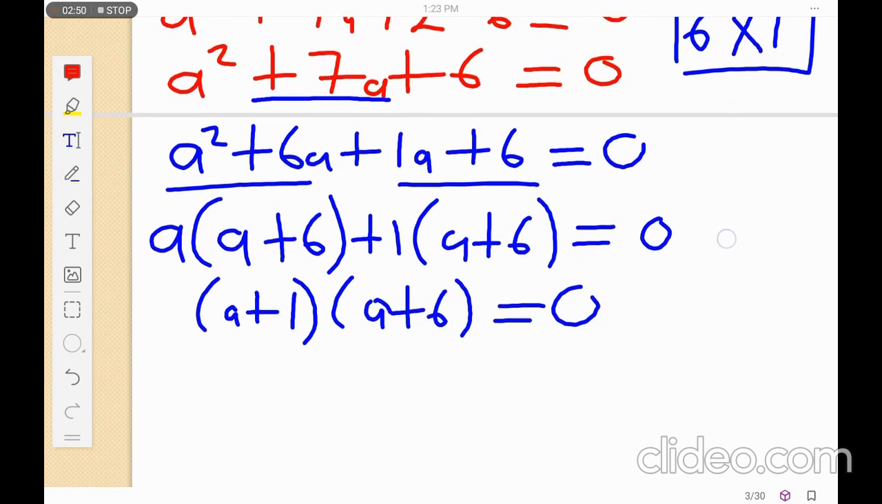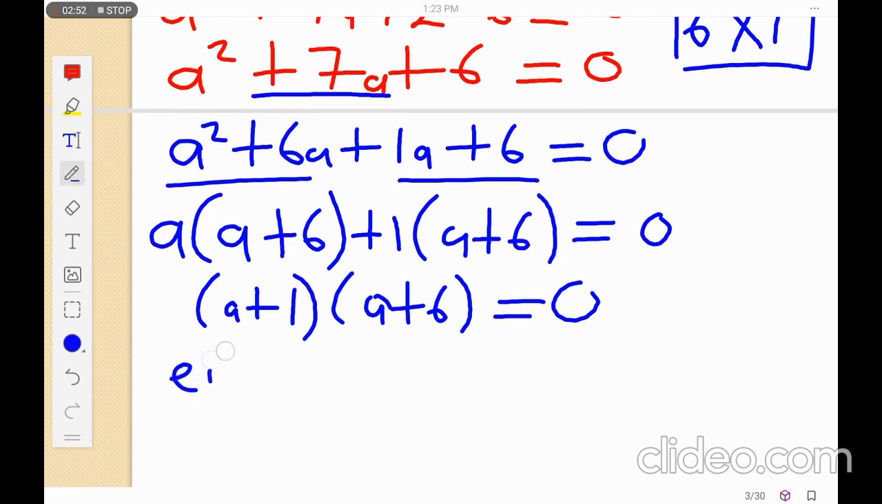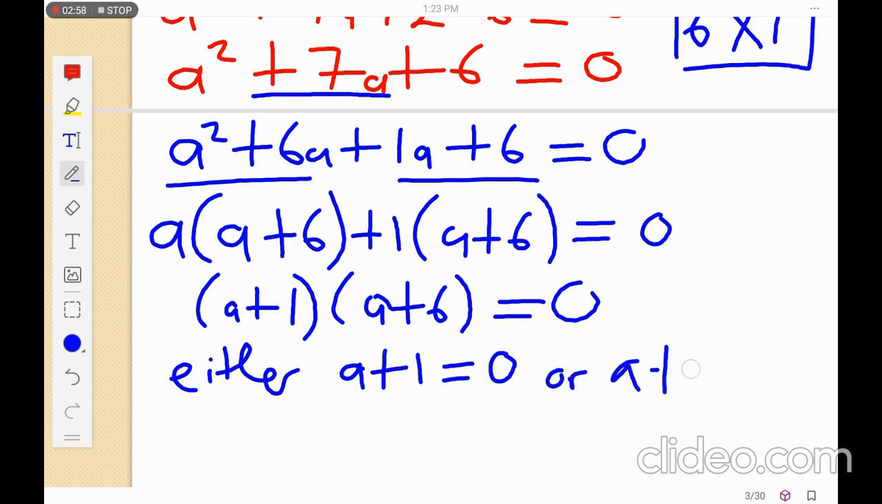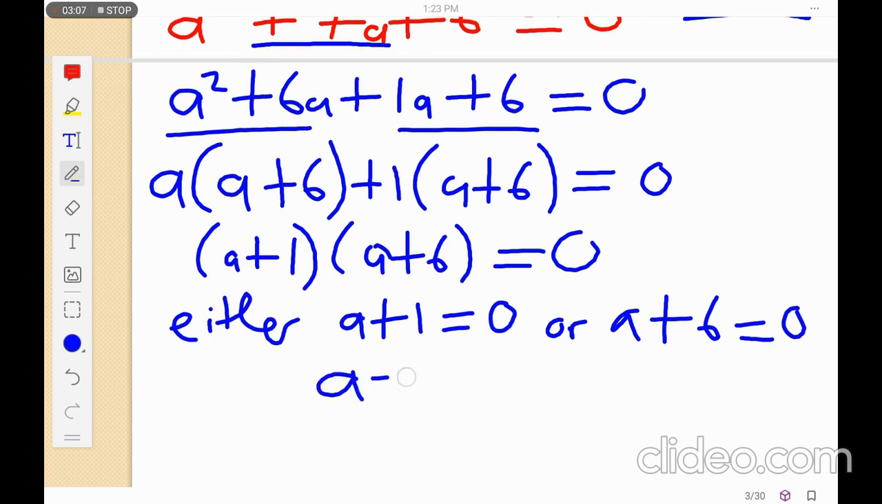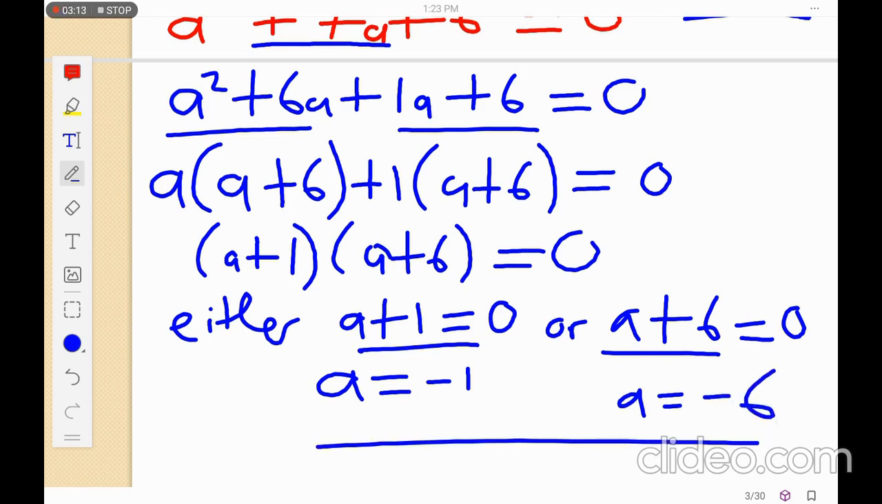So when we get to this point, we can say either a plus 1 is equal to 0, or a plus 6 is equal to 0. Okay, so we can solve and get our a as minus 1 there, and for this one, our a is equal to minus 6. So these are the values of our a. So this is the first method.